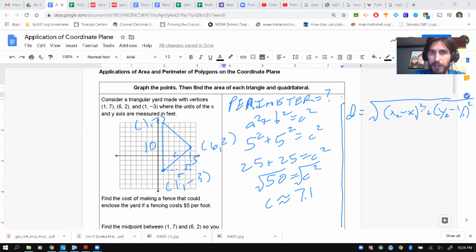You could just pick what you like. So I'm going to pick this to be my first point. So 1 will be x sub 1 and 7 will be y sub 1. 6 will be x sub 2 and 2 will be y sub 2.